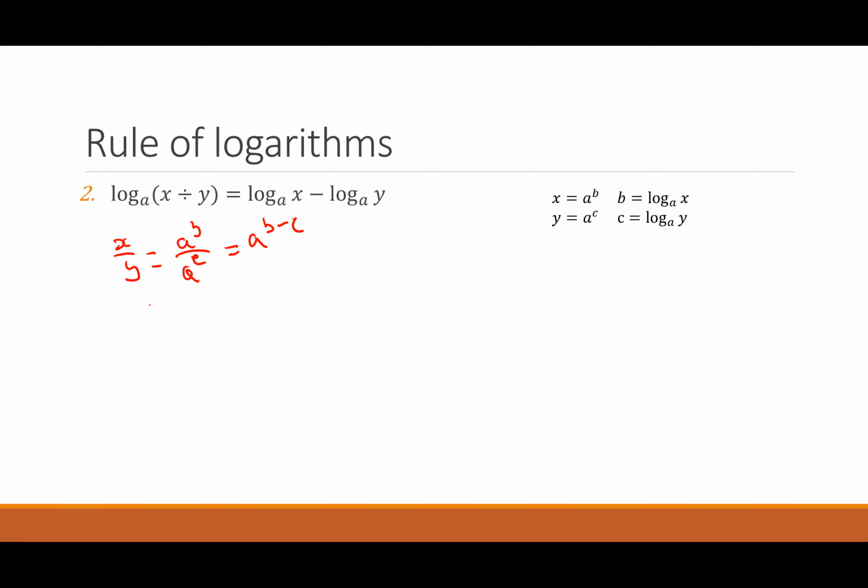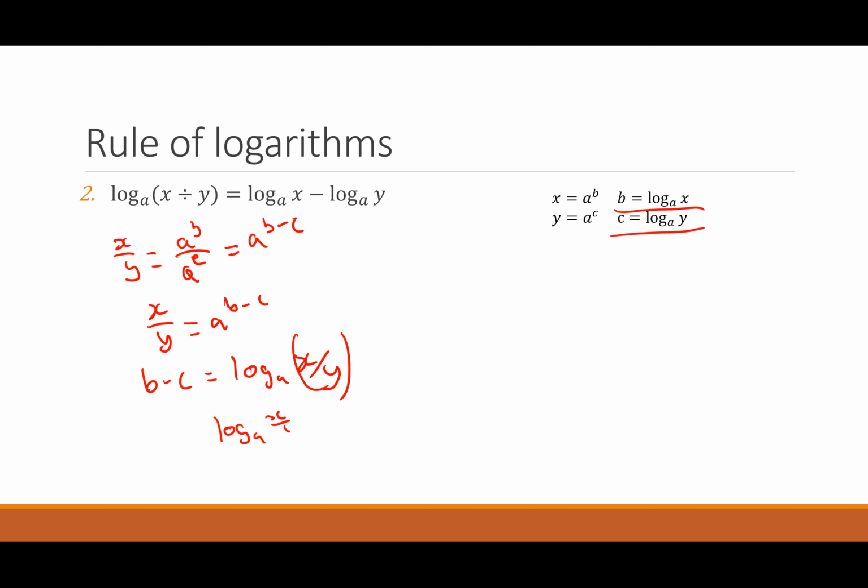Okay, and we're going to do exactly the same thing. So x divided by y equals a to the b minus c. And using the same idea as previously, we know that b minus c equals log of the base a of x over y, or x divided by y. And then using our definitions of b and c, we'll just say log with the base a of x divided by y equals log with the base a of x minus log with the base a of y.